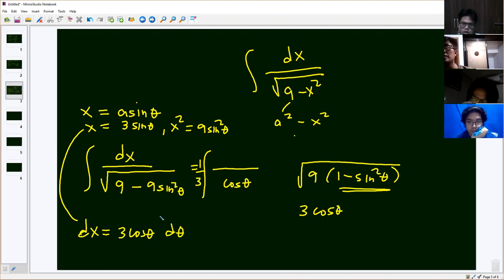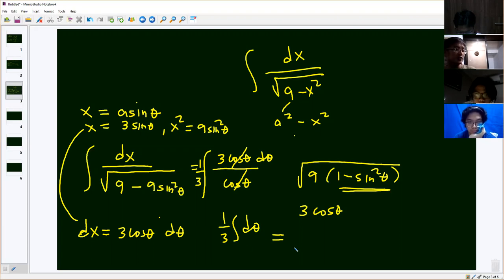So what will happen, we will replace dx with 3 cos theta d theta. Correct? So cos theta cancels, and you get 1/3 integral of d theta. Tell me, what is the integral of d theta? Theta, sir. Theta. So 1/3 theta, plus c. But we have to revert this back to the original, which is in terms of x. So how do we do that? Where do we get that?